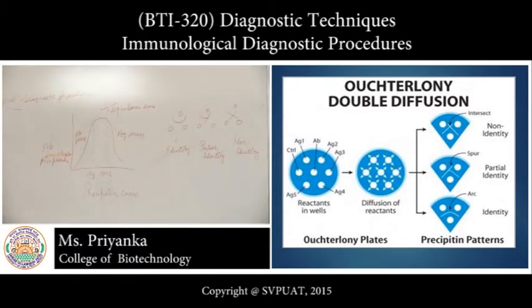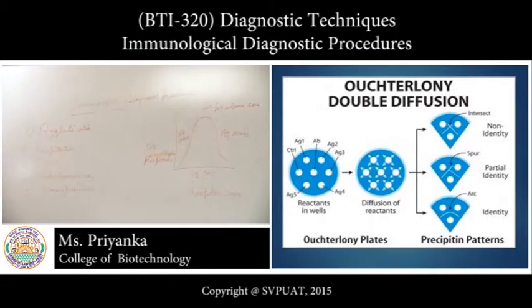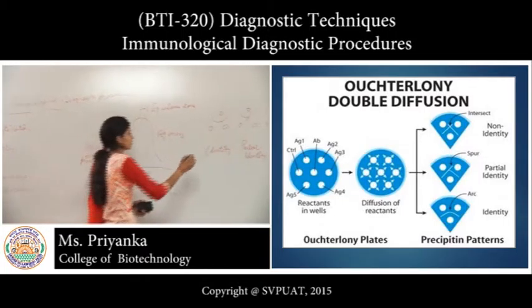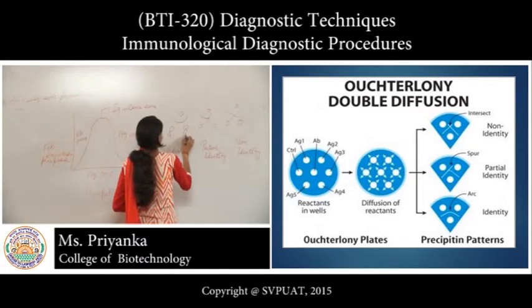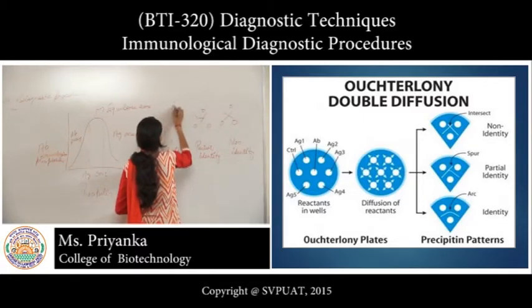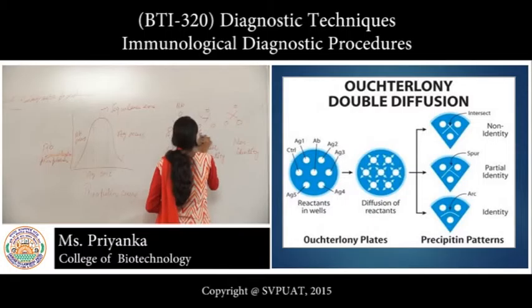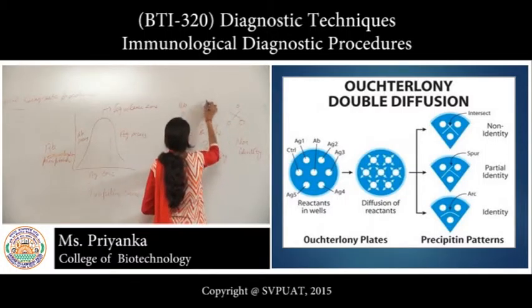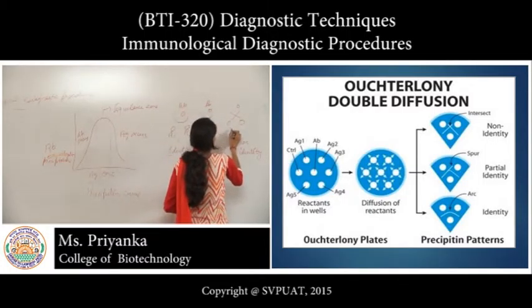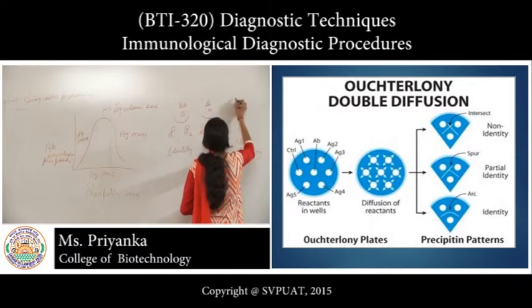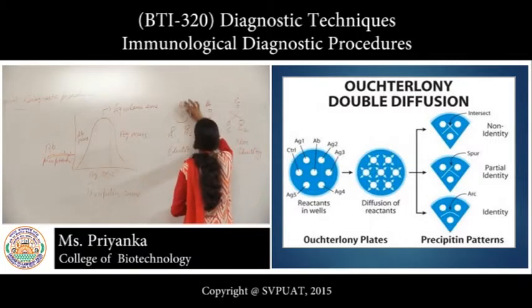by double diffusion, we also determine whether the antigens share similar epitopes or not. In the first, the antigens are placed in wells, that is A1 and A2. This is antiserum A. Second, B1 and B2, this is antiserum B. This is antigens C1 and C2, and this is antiserum C.